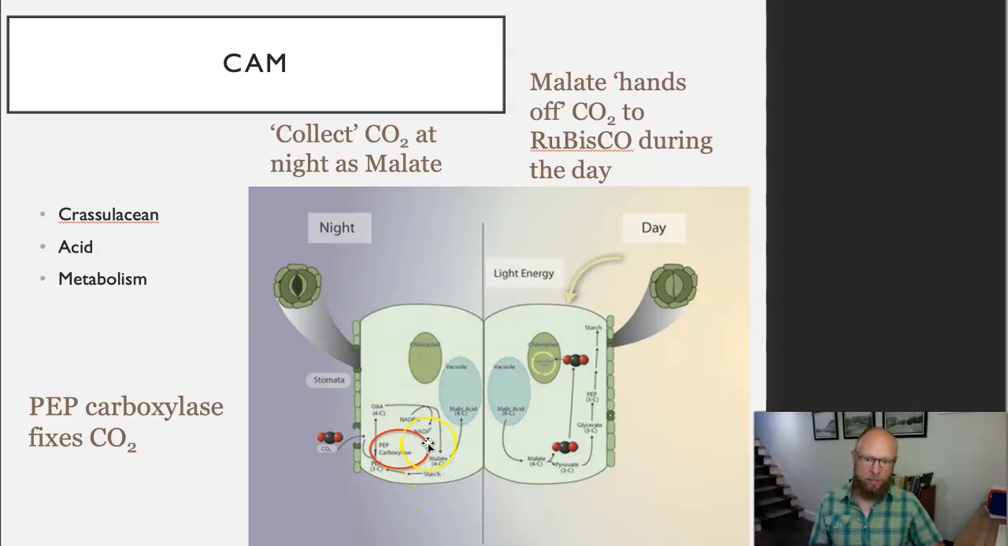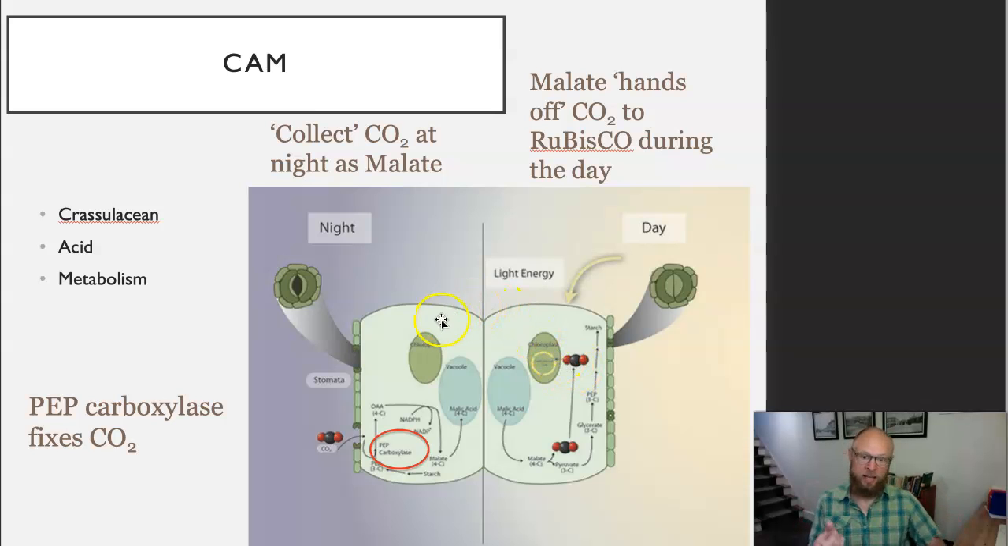But what CAM plants do is they open their stomates at night so they can get CO2. PEP carboxylase reacts with CO2 first and then stores it in the vacuole. A vacuole of a cell is just like a big storage area. And so that's what happens at night. Then during the day, the CAM plants close their stomates, which allows them to conserve water. Rubisco is activated during the day, and so they pull that carbon back out of the vacuole and give it to Rubisco to finish photosynthesis.